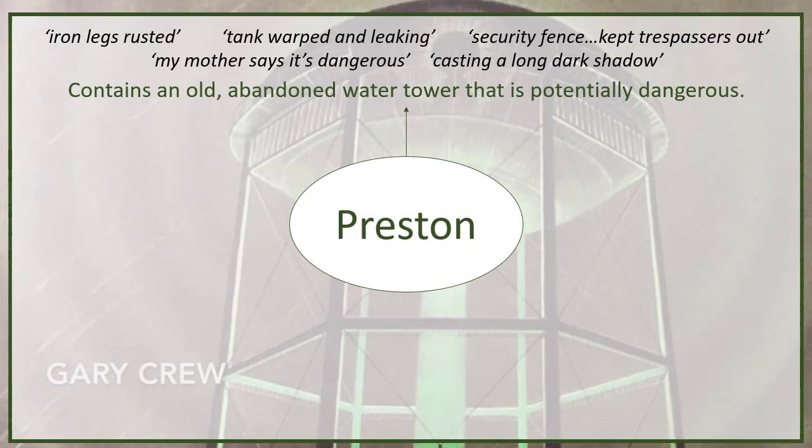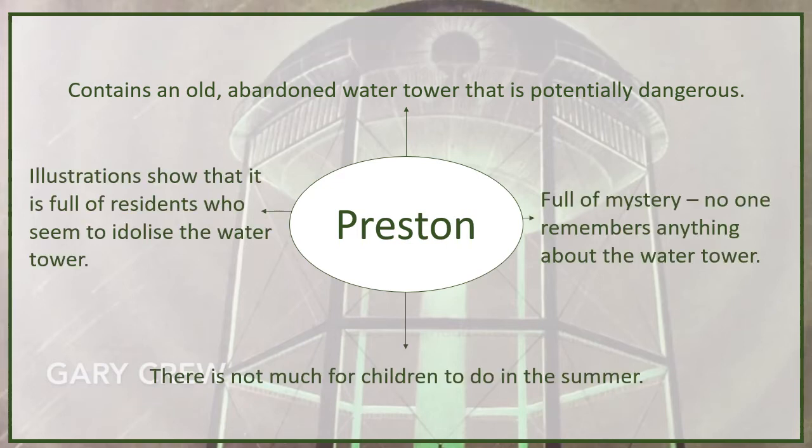Okay, so you've had a go at looking at the characterisation of Preston. Let's see what else I came up with. If you want to edit and improve your resource, please feel free to do that now. So, in addition to what I had before, I've got that the illustrations show that it's full of residents who seem to idolise the water tower. Remember that illustration we saw yesterday of those 3 people who were all staring gleefully, menacingly at the water tower when Bubba was on the top? They seem to idolise it, don't they?